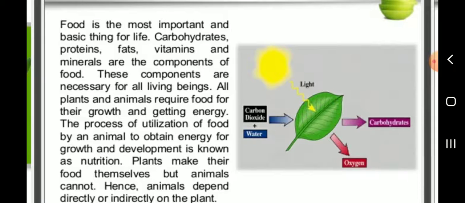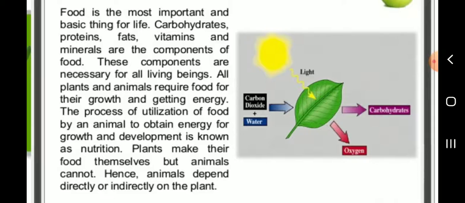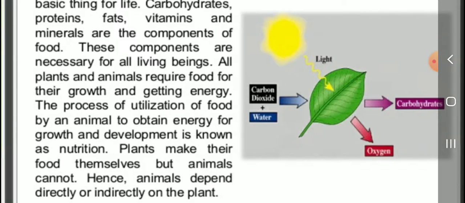Carbohydrates, proteins, fats, vitamins and minerals are the components of food. These components are necessary for all living beings. All plants and animals require food for their growth and for getting energy.